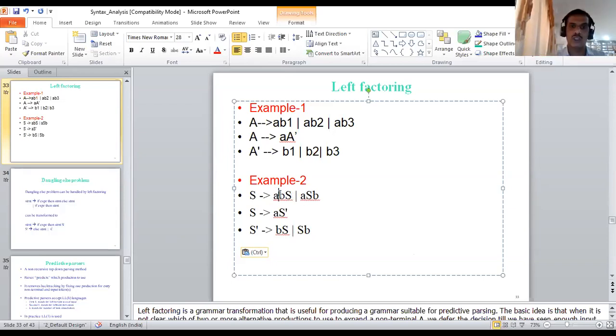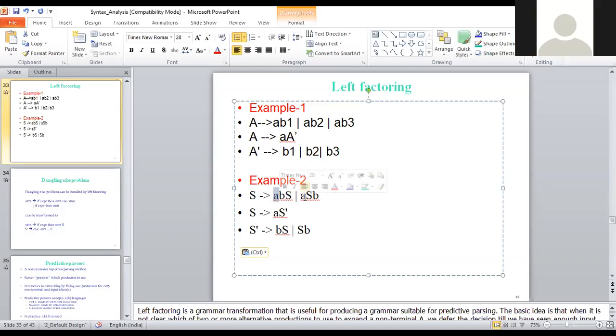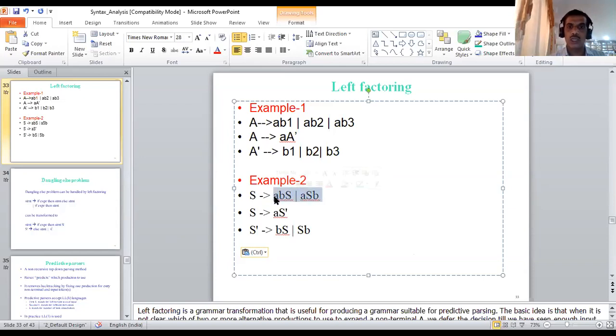You are looking at the first input symbol, that is, your next input symbol is A. If the next input symbol is A, there is a confusion. Should I go for ABS or ASB? Understood? Yes, sir. Okay. Don't look at the entire production, just look at the first letter. The first letter says that the input symbol is A. If my input symbol is A, should I choose S tends to ABS or S tends to ASB? So there is a confusion.